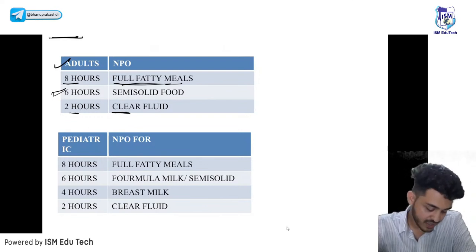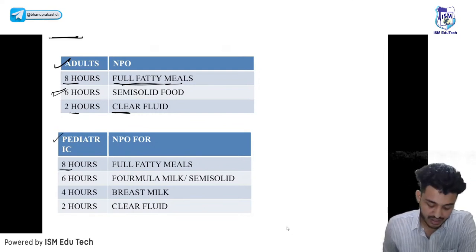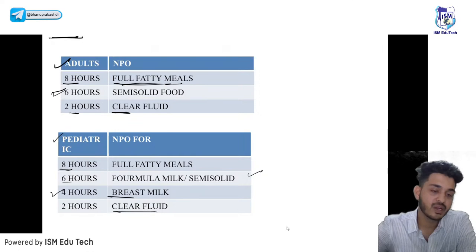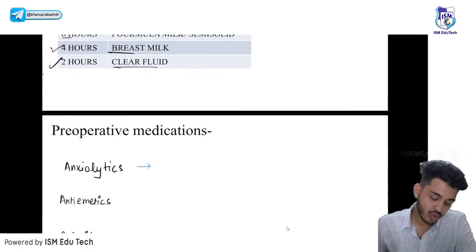Okay, for pediatric patients, same thing goes. Fatty meals will be 8 hours. Again, formula milk or semi-solid will be 6 hours, but breast milk will be 4 hours, and clear fluid will be 2 hours. Same. Okay, so that is your NPO orders.